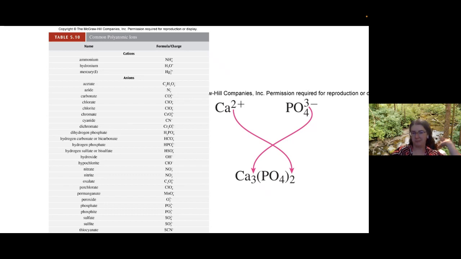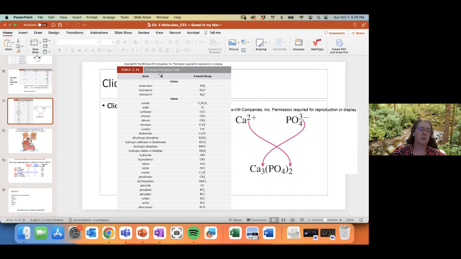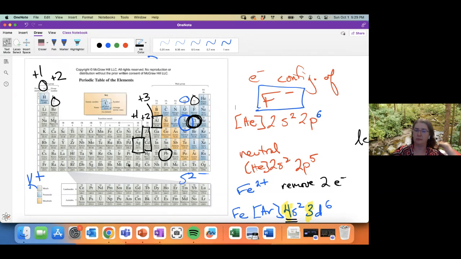So the question is about what about some of the variable charges that are also in the D block? Here's the deal. You are responsible for your polyatomic ions. You need to know what these are. So you shouldn't need to memorize any of the charges in the rest of the D block, because if I need to know what the charge is, I should be able to figure it out.